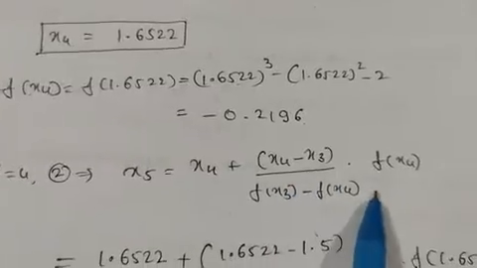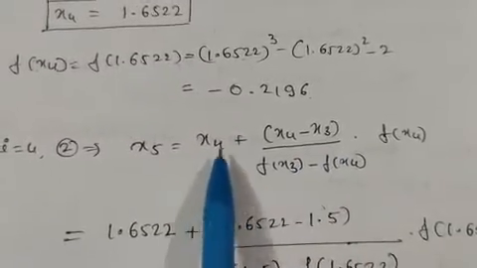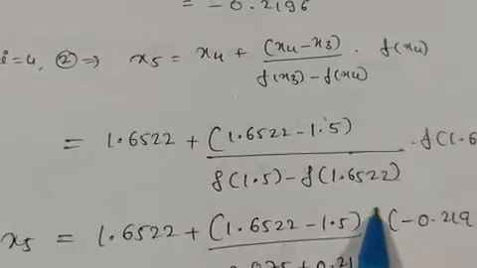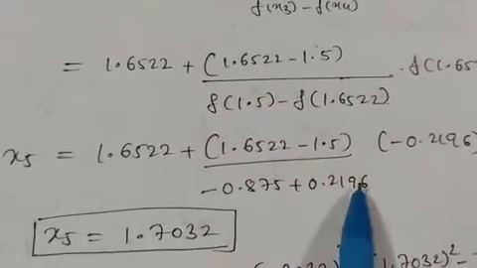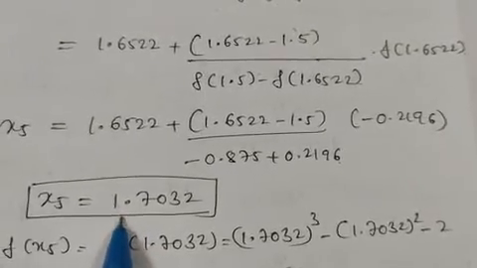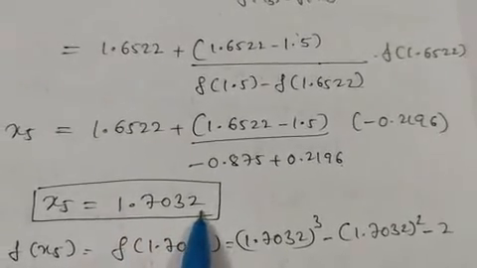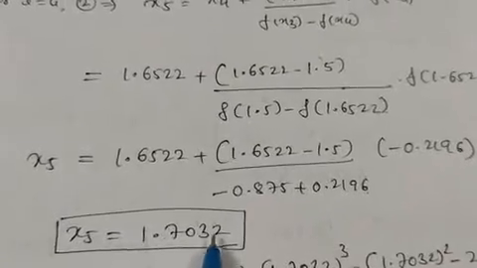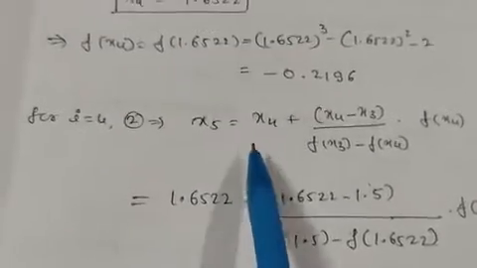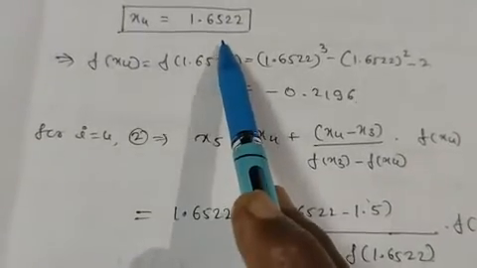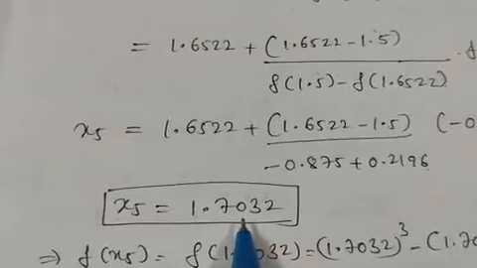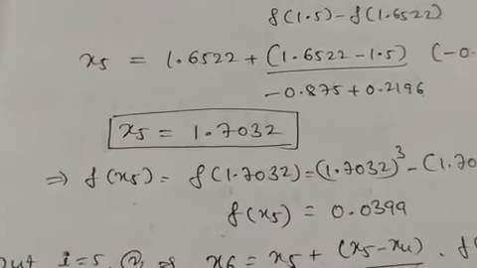Substitute all the values we know: x3, x4, f of x3, f of x4, and simplify. You will get x5 as 1.7032. Again you have to check whether x3, x4 and x5 are the same or not. They are not the same. x4 is 1.6 and x5 is 1.7. They are not the same, so you have to continue this process.